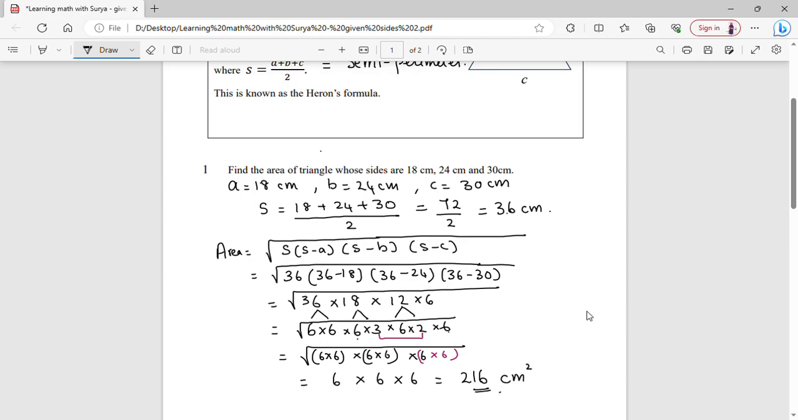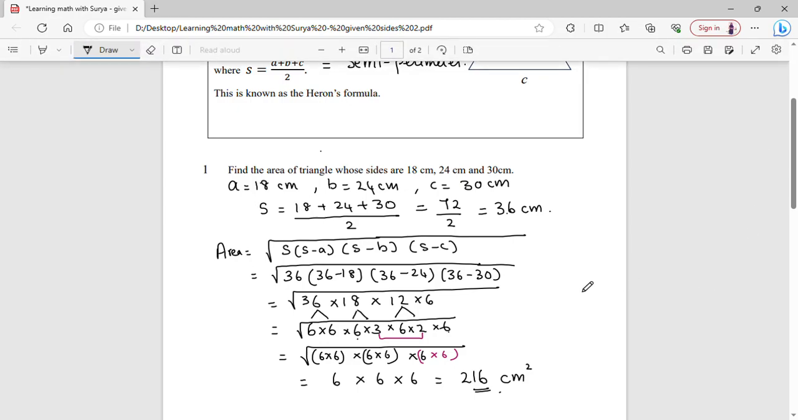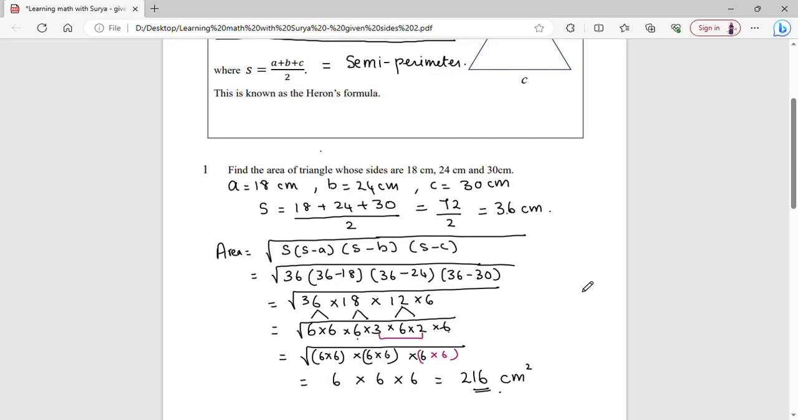Right? So think carefully how to identify what are the particular variables and substitute them correctly. And when you calculate, students who are not using calculators, you need to know what is the trick in calculating easily. Alright. For people who can use calculators, of course, it's very easy for you.